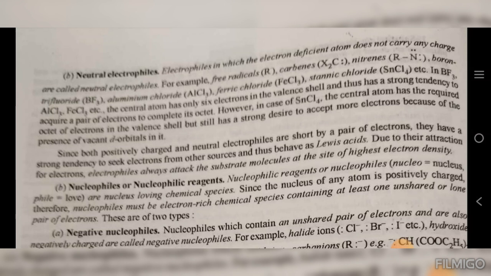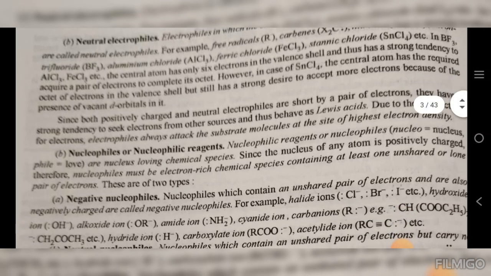In BF3, AlCl3, FeCl3, etc., the central atom has only 6 electrons in the valence shell and thus has a strong tendency to acquire a pair of electrons to complete its octet. However, in case of SnCl4, the central atom has the required octet of electrons in the valence shell but still has a strong desire to accept more electrons because of the presence of vacant d orbitals in it.